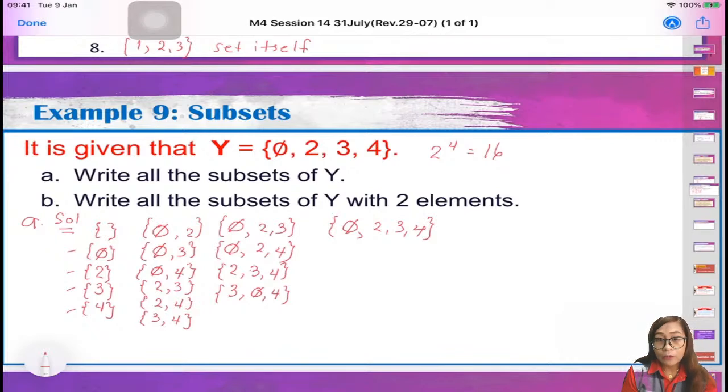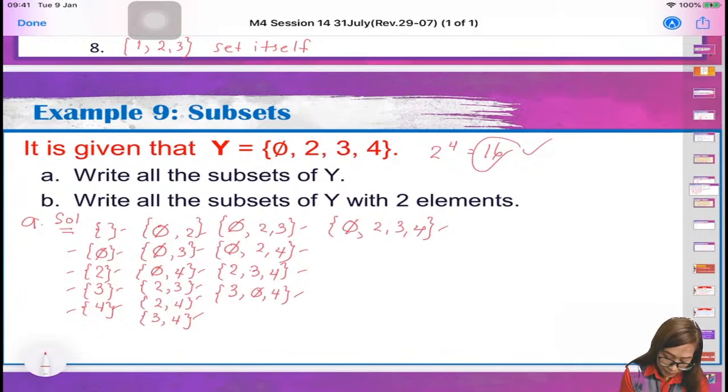So let us count if we miss something or not. So let's begin. 1, 2, 3, 4, 5, 6, 7, 8, 9, 10, 11, 12, 13, 14, 15, 16. So this is it. We have the complete list of subsets. There are 16 subsets, which is complete.